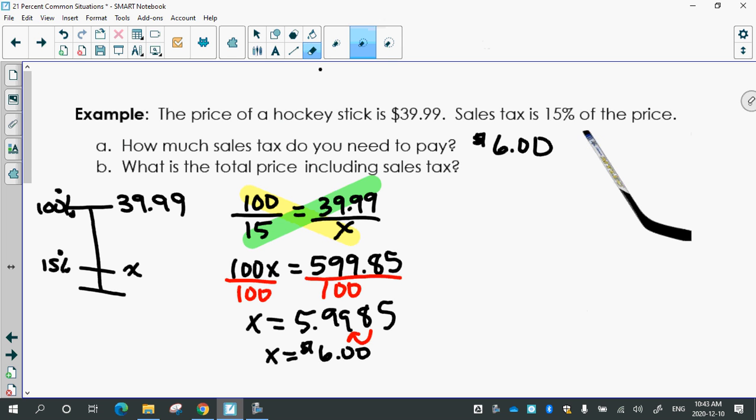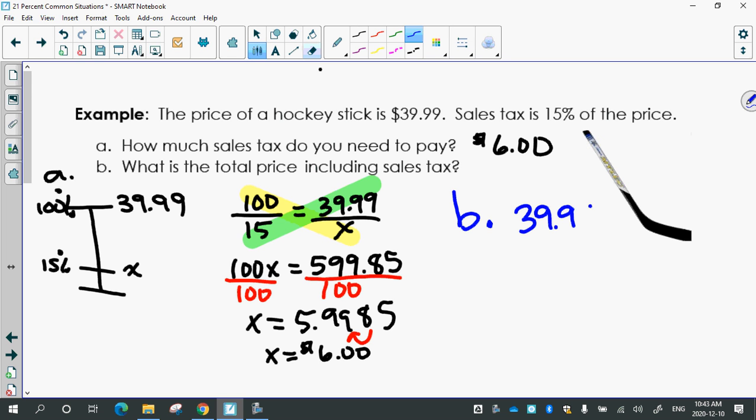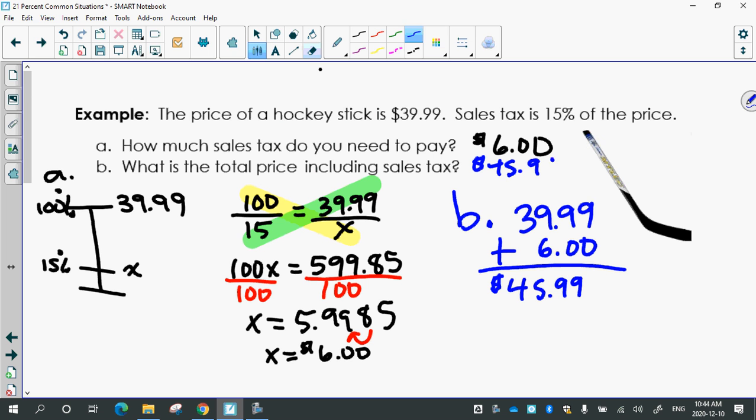So this is A. B says, well then, with sales tax, what's the total price? So you gotta take your original $39.99 and add on $6. Okay? So you have to remember that in real life tax, you add tax on. $45.99. So $45.99 is how much you have to pay.